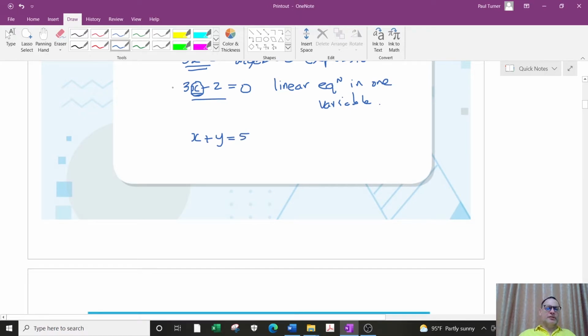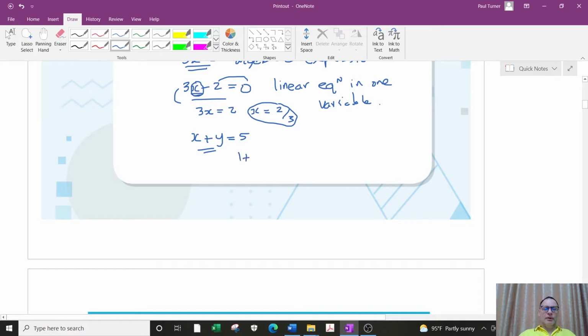If you go back to this example here, we can find x, can't we? We'd have 3x equals 2. We bring the minus 2 over, and x would be 2/3. So we can solve it. But in this question, you can see there's more than one answer. So what two numbers add to be 5?